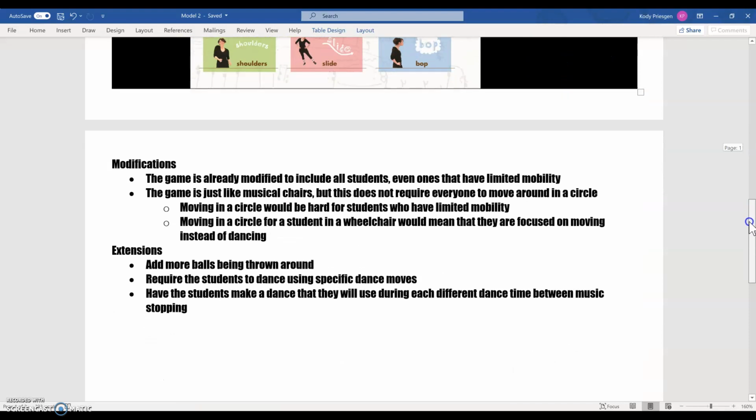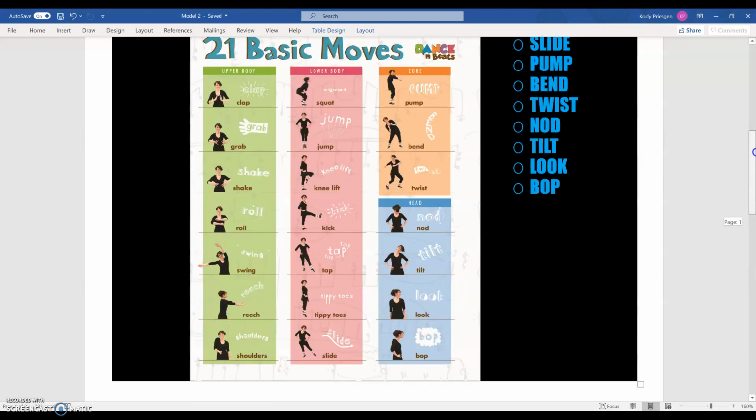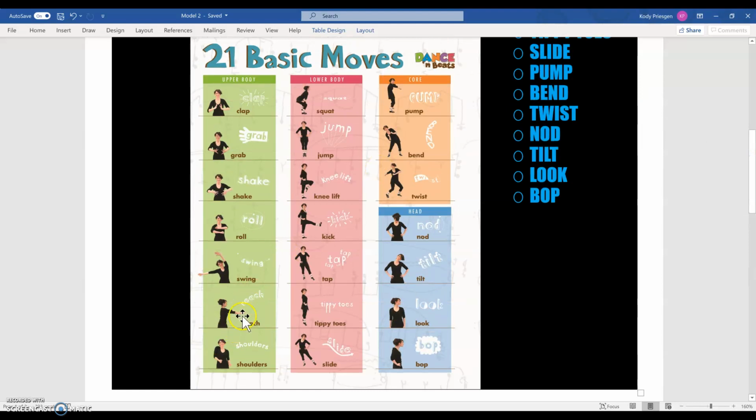So the modifications: the game is already modified to include all students, even ones that have limited mobility. If you go back up here, let's say a student's in a wheelchair and they can't do lower body like squat, jump, slide. Up here it has dances that they can do since they can't really move.